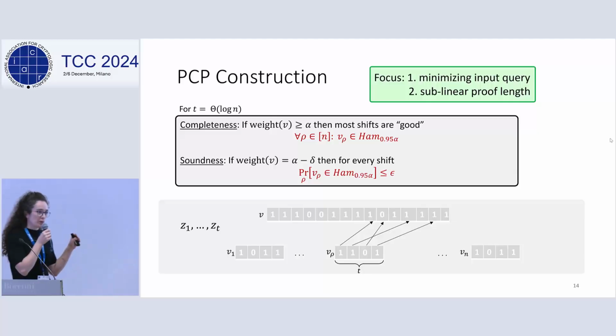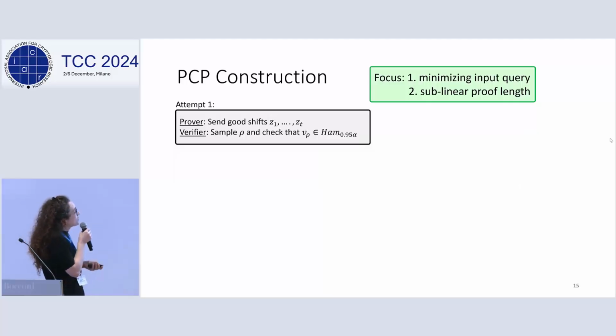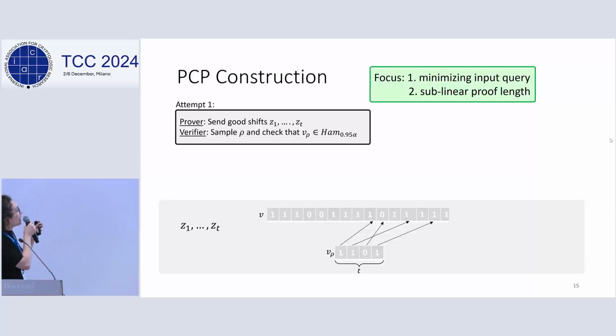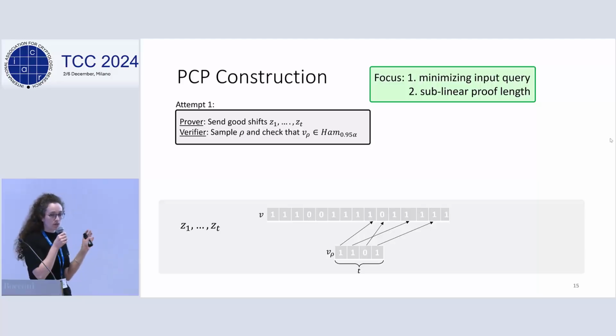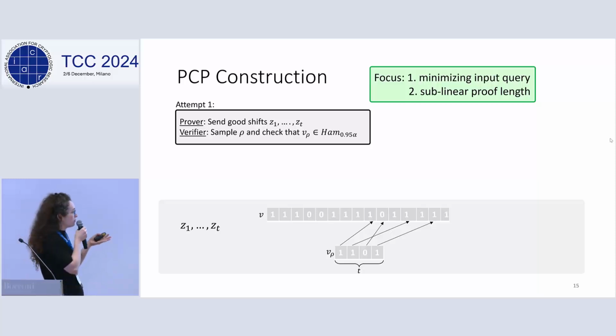Now these two properties naturally lead to a construction. So we get the prover to send good shifts, Z1 to ZT, and then the verifier will sample a row and check that V row has high Hamming weight. Now this construction will have both completeness and soundness. The problem here is that in order to check the Hamming weight of V row, the verifier needs to read many bits from the input vector.